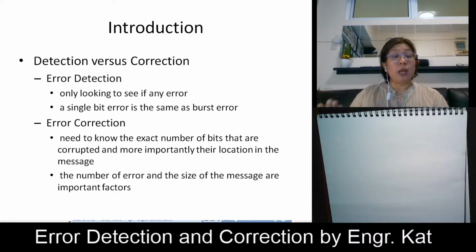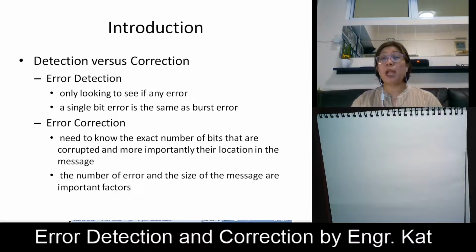Actually, correction of errors is more difficult than detecting the errors. For error detection, we are only looking to see if there is any error. It can be either a single bit error or a burst error, and detecting a single bit error is just the same as detecting a burst error. In error detection, the answer is simply yes or no. Do you have an error? We are not even interested in the number of corrupted bits, whether it is a single bit or a burst error, or how many or where those corrupted bits are located in the transmitted data. That is what we mean by error detection.